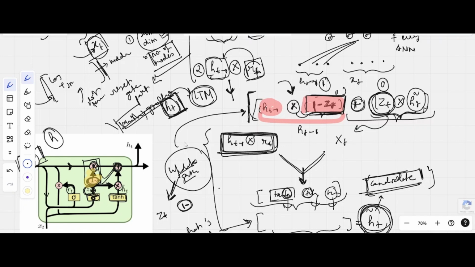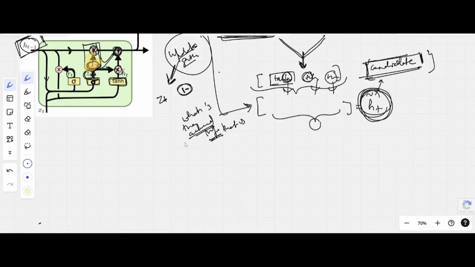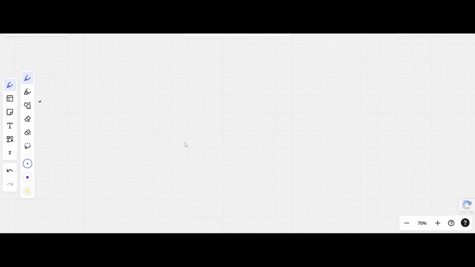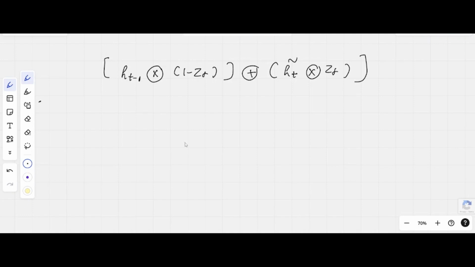So let me copy this statement and write it here. HT minus 1, the previous hidden state, is having a pointwise multiplication with 1 minus ZT, and then we are adding it to HT, the candidate state, with ZT, and we are saying that this solves the problem of vanishing gradient descent.